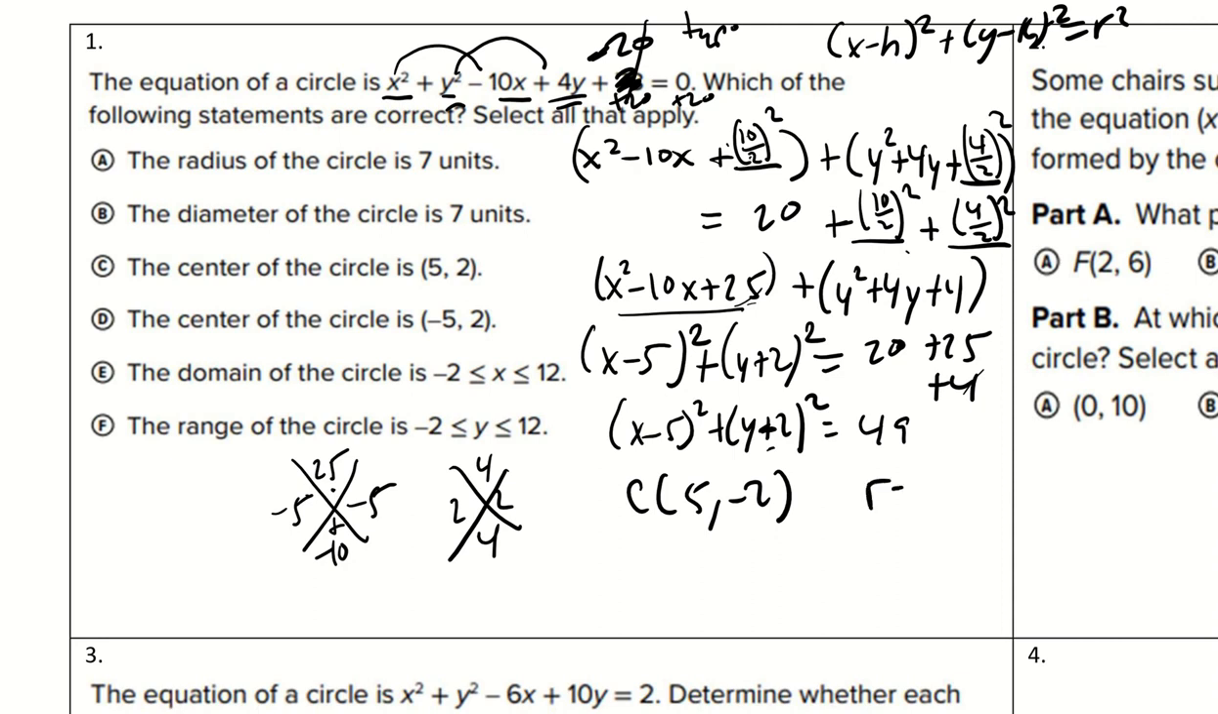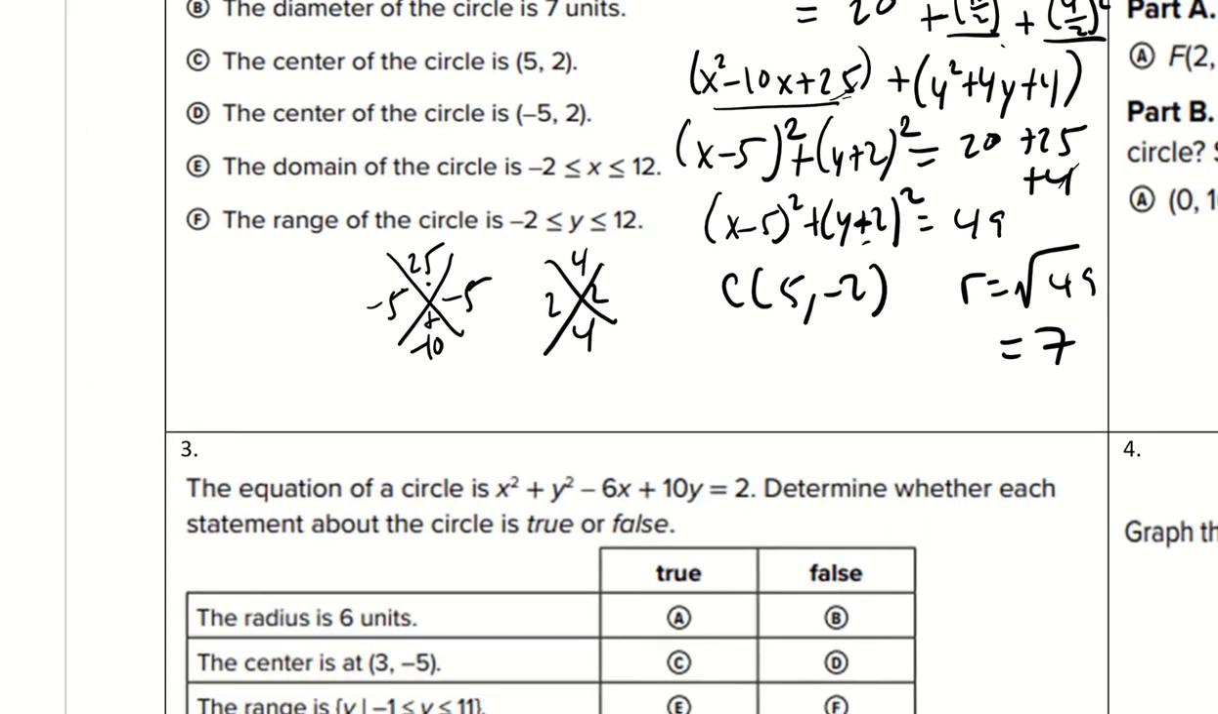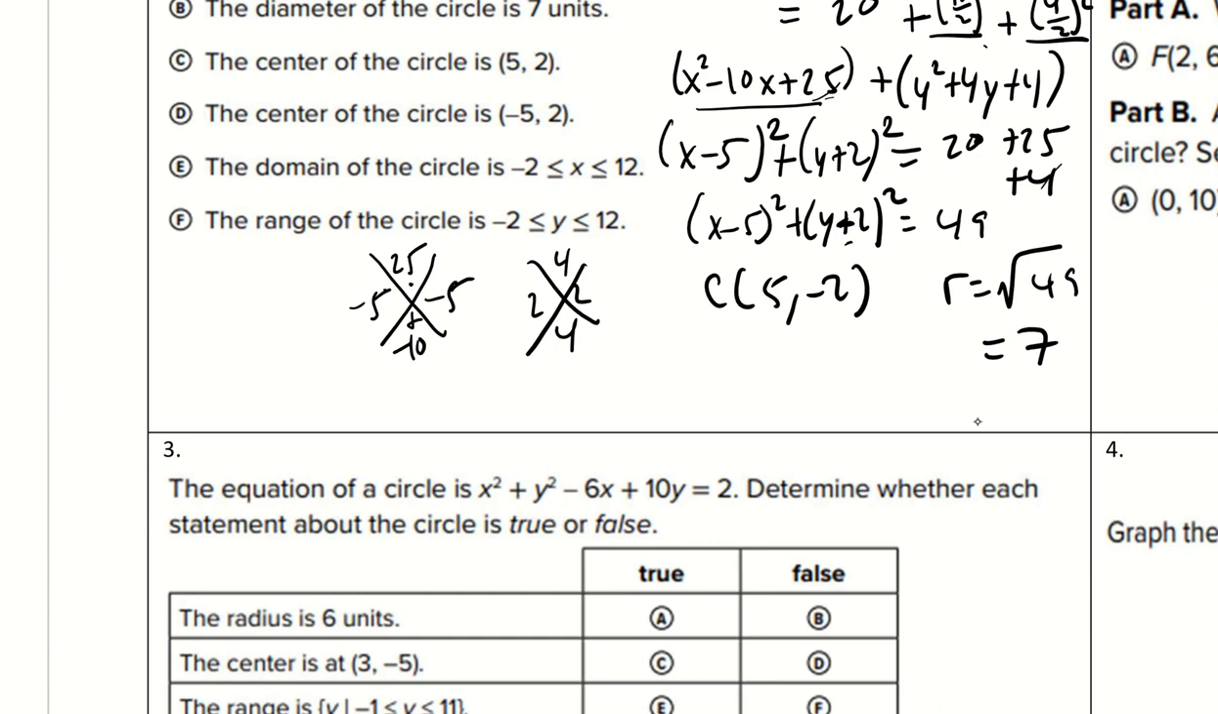Okay, and then the radius is equal to the square root of this 49 here, which is 7. Okay, so the radius is 7. The center is not 5, 2 nor negative 5, 2, so that's not the answer. And then domain of the circle and range. Okay, so they're asking a lot of stuff here. So let's graph this circle real quick in order to be able to understand how to do E and F. So if I graph the circle, the center is at 5, negative 2.